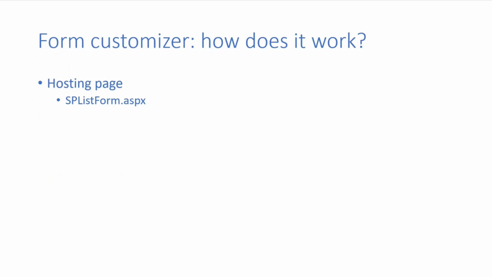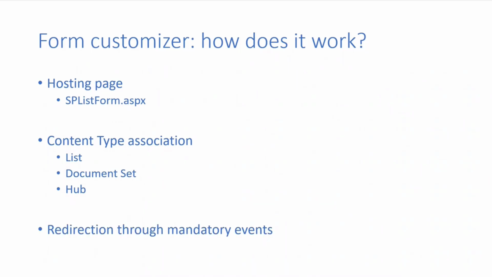You have a specific hosting page which is called splistform.aspx. It's the same way as the one you use when you deploy a web part as a Teams personal app, which is hosted in a specific page. Then you can associate the component with a list content type, document set content type, or content type hub. Then you have some specific events that are available through the form customizer lifecycle.